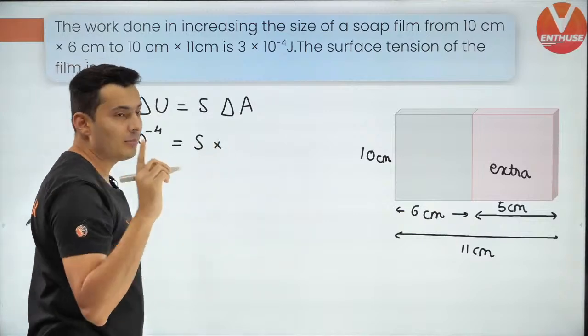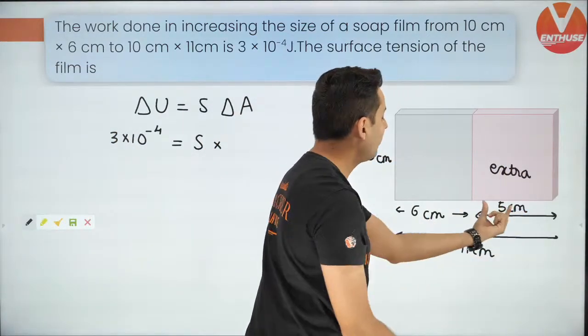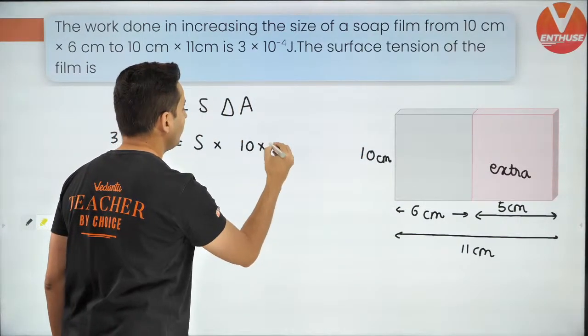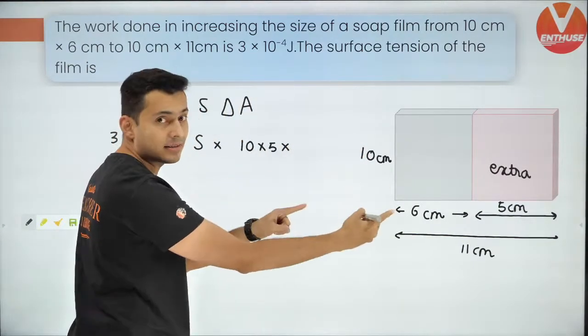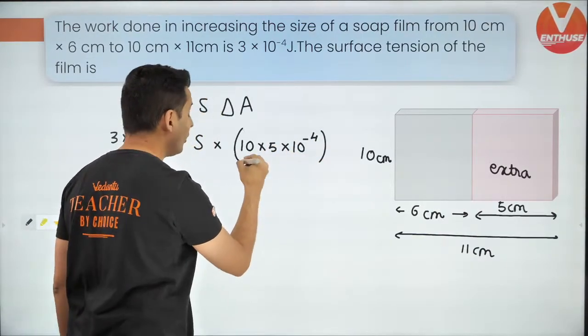Now delta A, be careful. See, this is that extra area. So how much is that area? 5 into 10, or 10 into 5. So 10 into 5, but that is centimeter square. So convert it into meter square. So into 10 to the power minus 4.